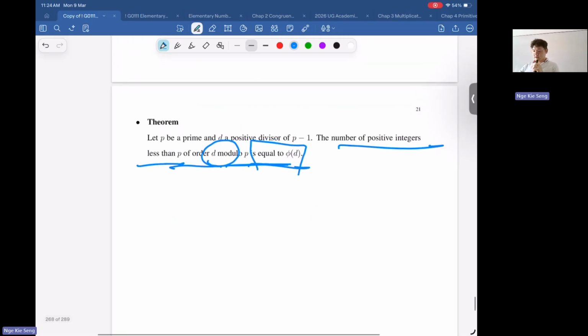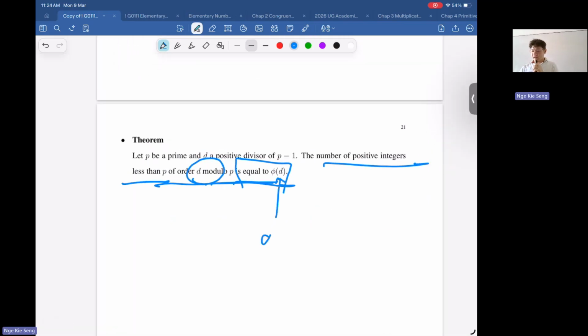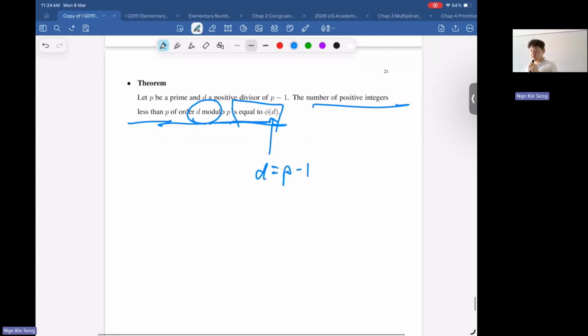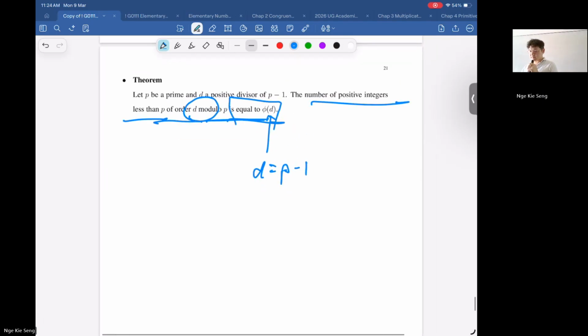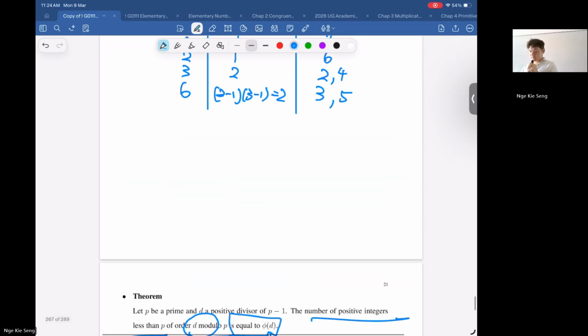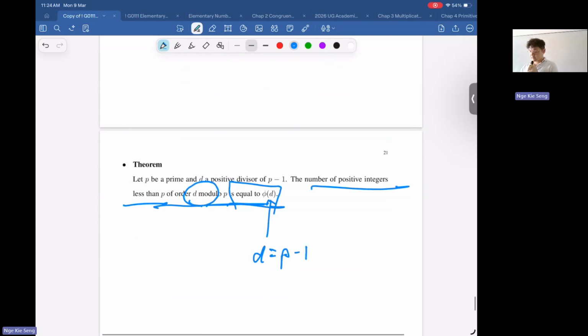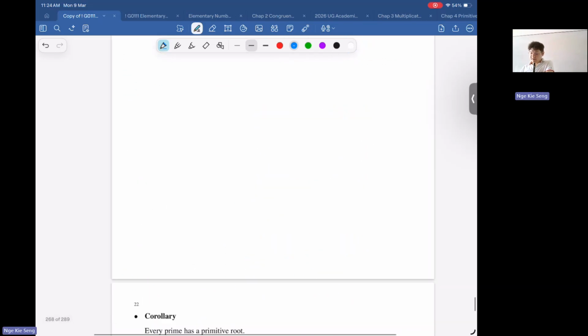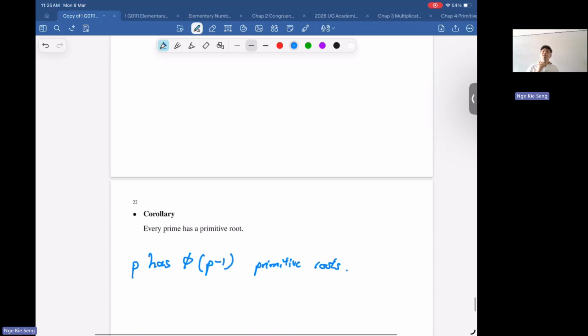Okay, because you are looking for d equals p minus 1. The order of the primitive root is equal to p minus 1, because p minus 1 is the order. So this matches up with what we know just now, no? Yeah, that we know.